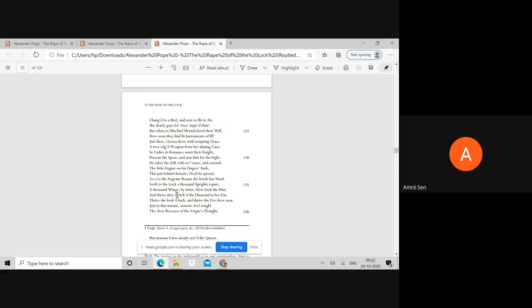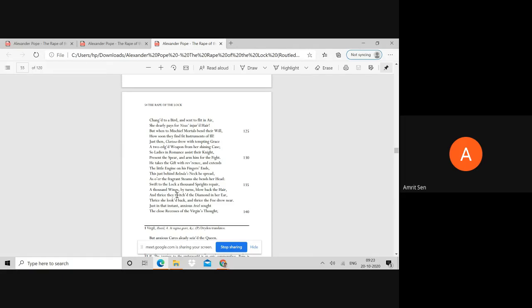It is also used in various other epics, also in Paradise Lost, this two-edged weapon, but in this particular case, this obviously refers to the scissors which the Baron will use. Now, it is interesting that the Baron is handed over the scissors by Clarissa. Clarissa being the maid of Belinda, what is her motivation?